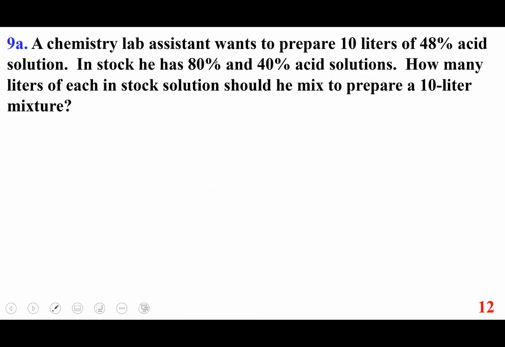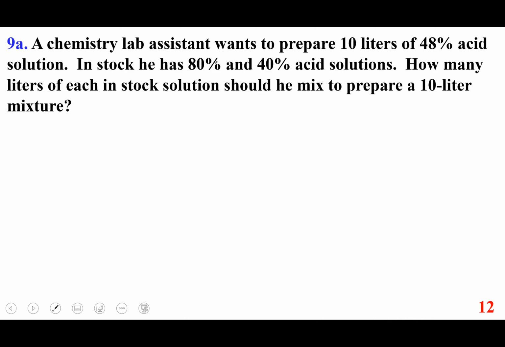I can. Please. A chemistry lab assistant wants to prepare 10 liters of 48% acid solution. In stock, he has 80% and 40% acid solutions. How many liters of each in stock solution should he mix to prepare a 10-liter mixture?